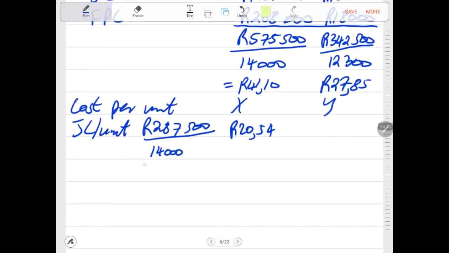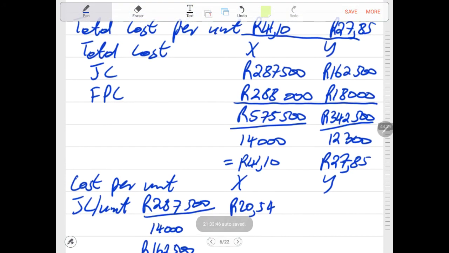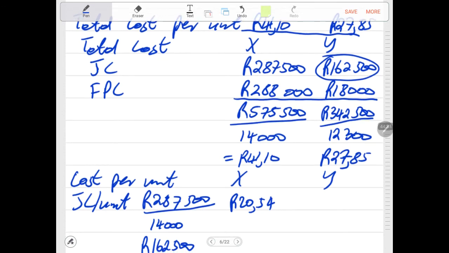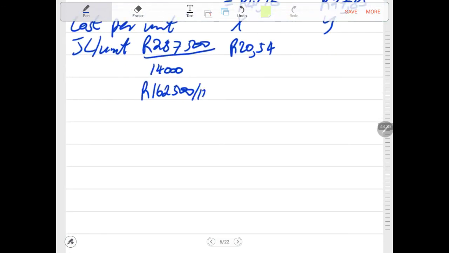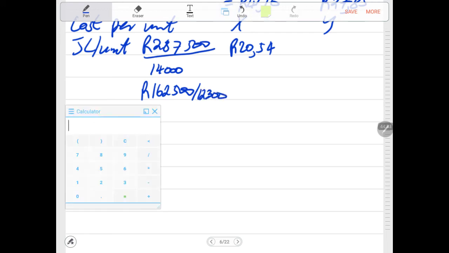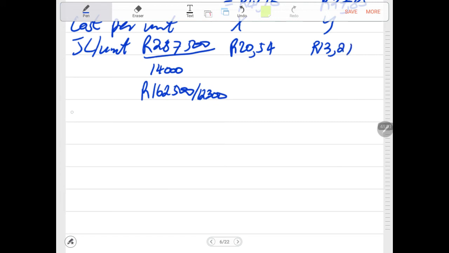For the second product, our joint cost is 162,500 in total. We divide this by the number of units that were manufactured: 12,300. Then we say 162,500 divided by 12,300, we get 13 rand 21 cents. Then after, we look for the further processing cost per unit.